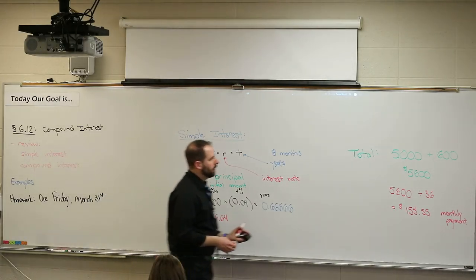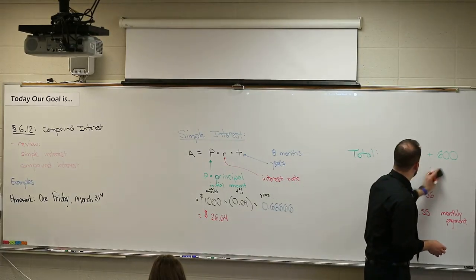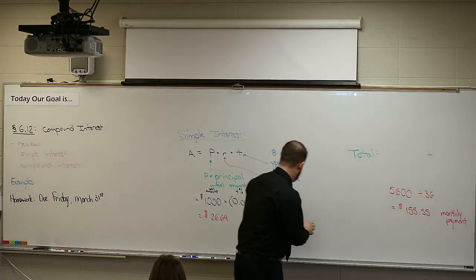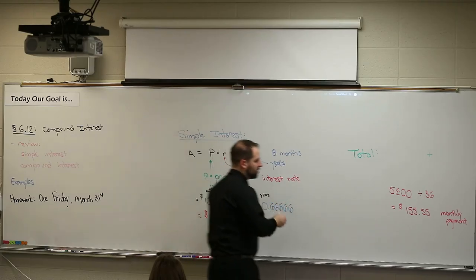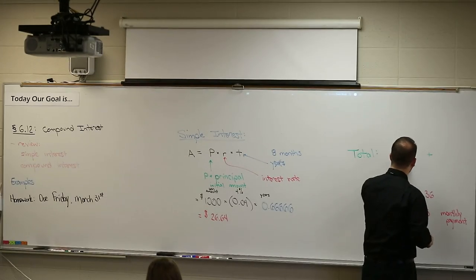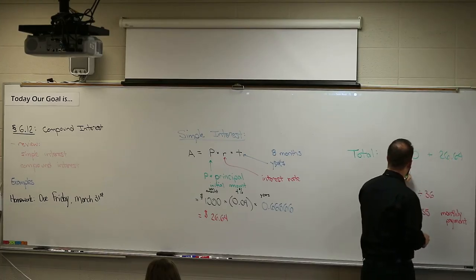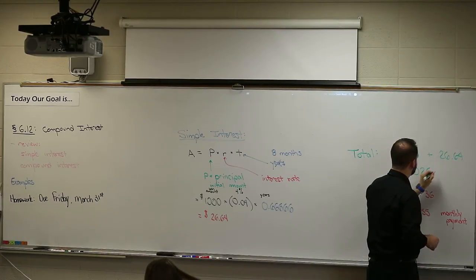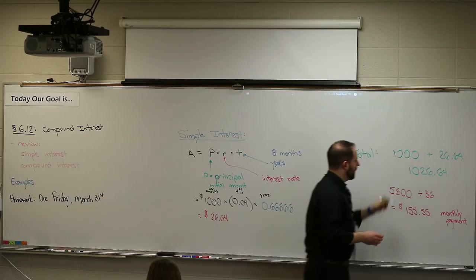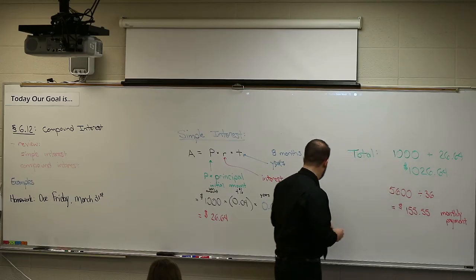Now, how do we find the total? You have to add it to 1,000. Exactly. So you have to take whatever that charge was. We had a $1,000 loan. You have to add in your $26.64. So that is $1,026.64. That's my total loan that I'm going to have to pay the bank back.